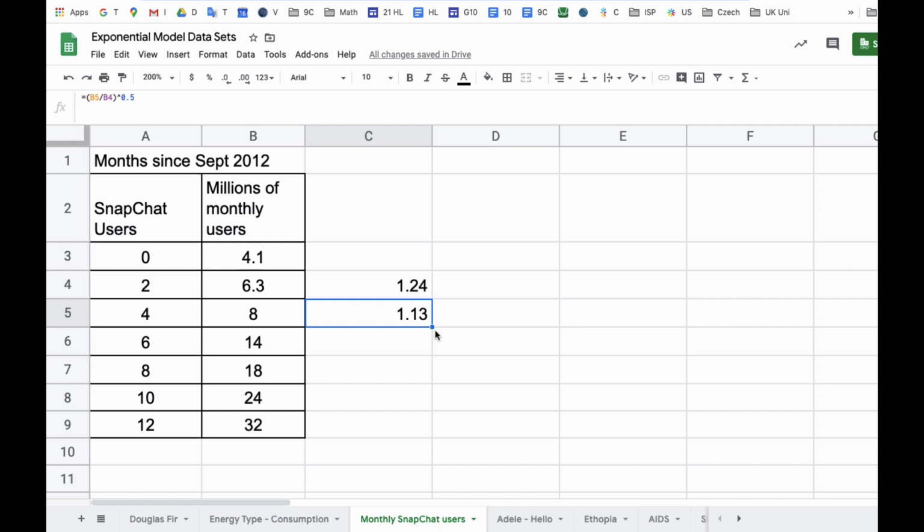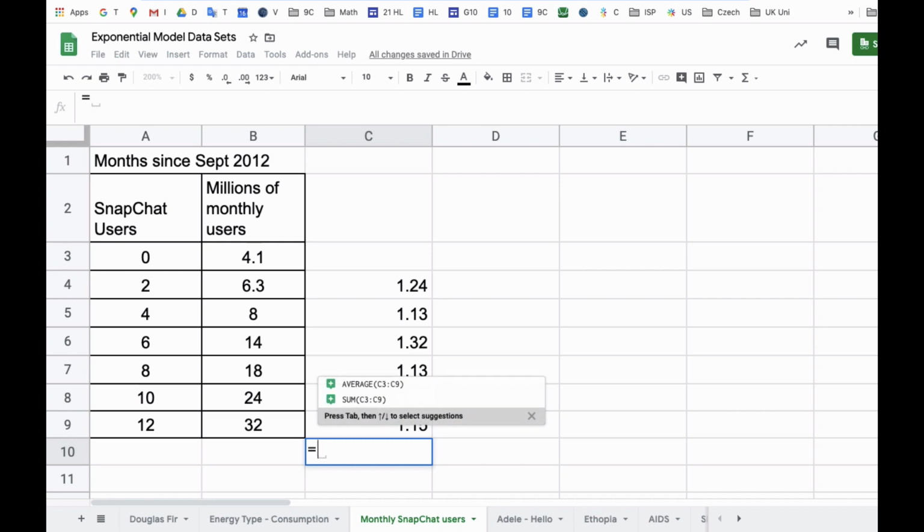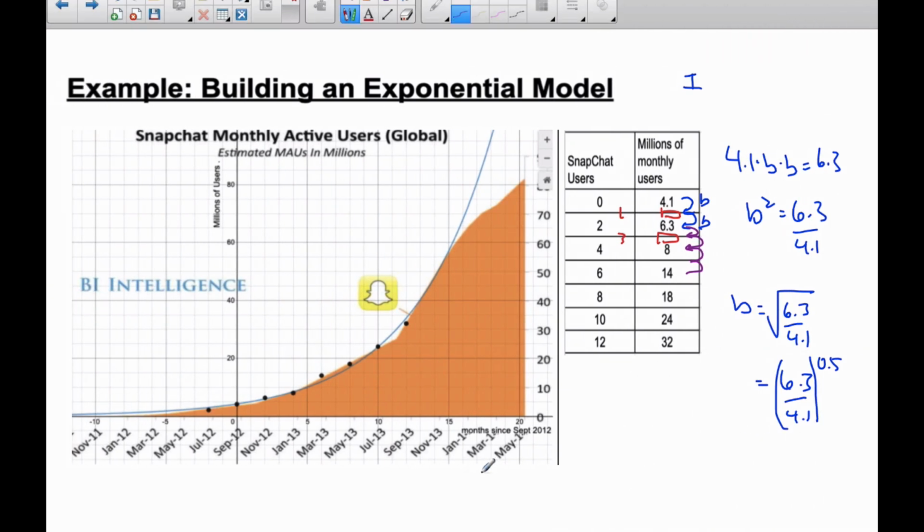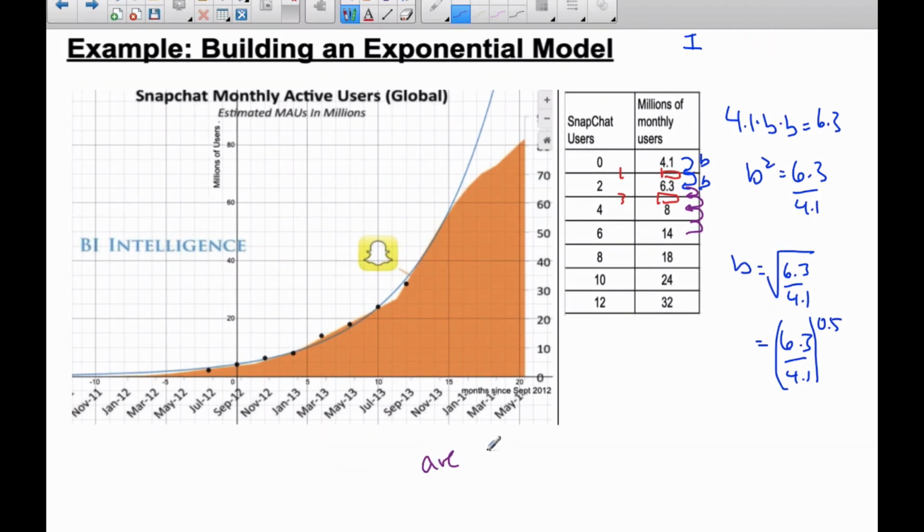You see how there's a little blue square here? If you notice, my cursor changes from an arrow to a plus sign. If I double click on that plus sign, it will do all the calculations. So this is going to be 32 divided by 24, which is what this says up here. So here are all the calculations done quickly, and then I'm just going to find the average. I'm going to find the average of C3 to C9, all these values in the orange square. Enter, and so my average is 1.19. And so my average b value is equal to 1.19.